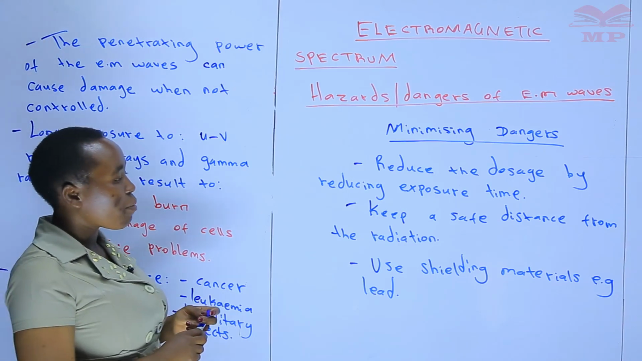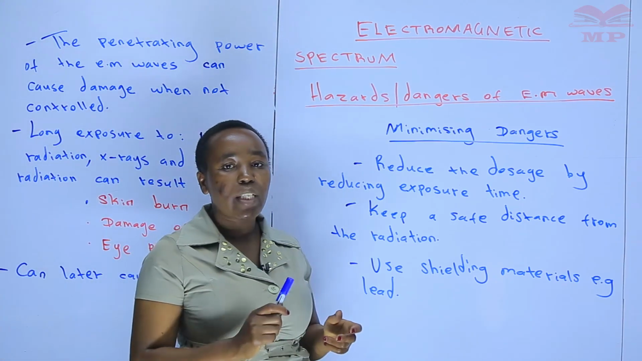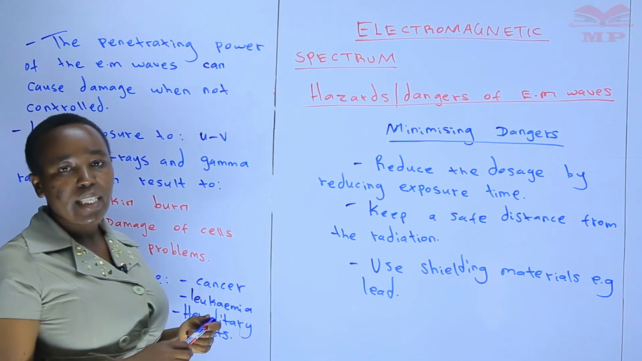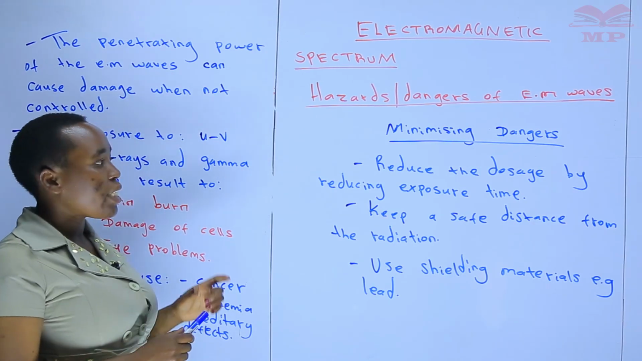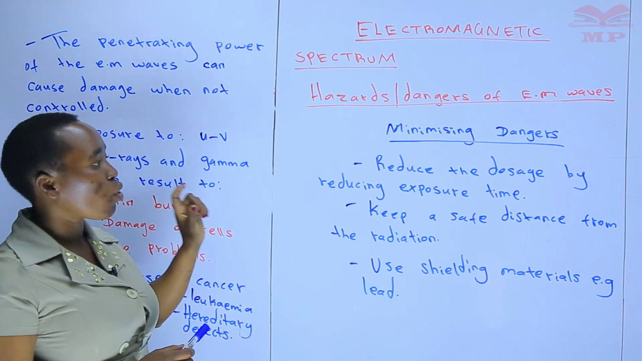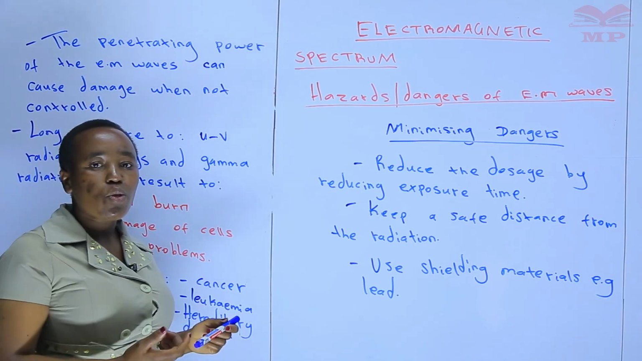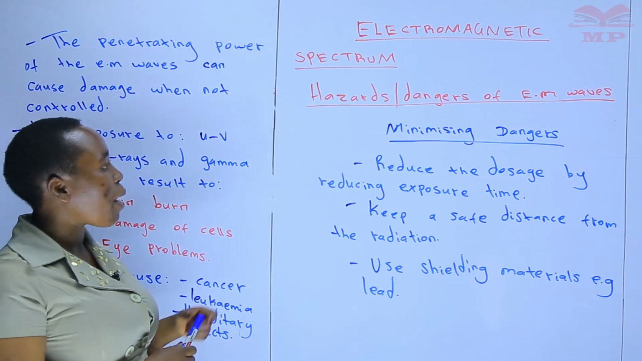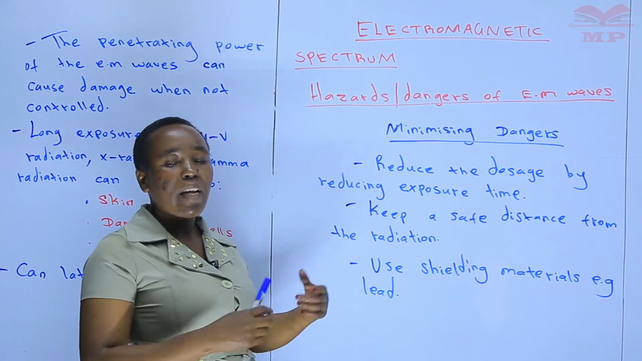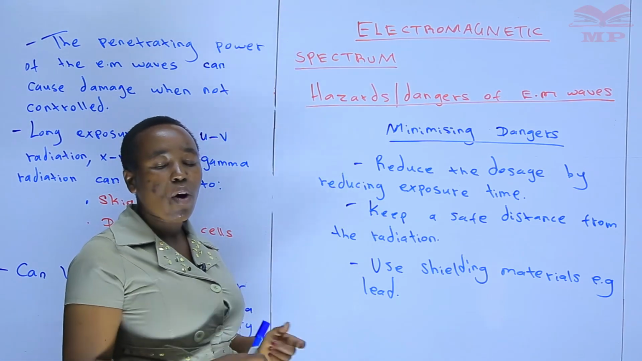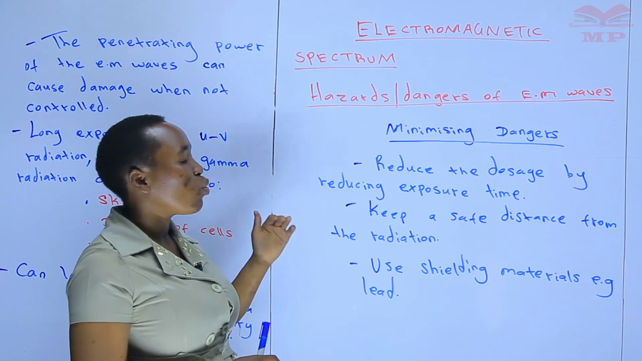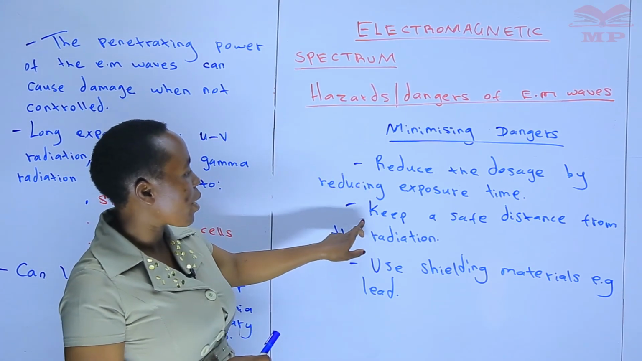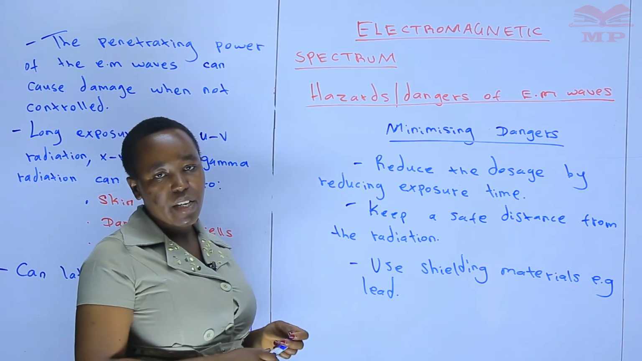And again, I remember during our previous lesson we said one of the electromagnetic waves, that is the microwaves, when it is also not in controlled amount, it can also lead to damage of the skin. And that's why when you are operating a microwave oven, when you are heating your food, when you are cooking, ensure that you give some distance. And this is what we are saying here, keep a safe distance from the radiation.